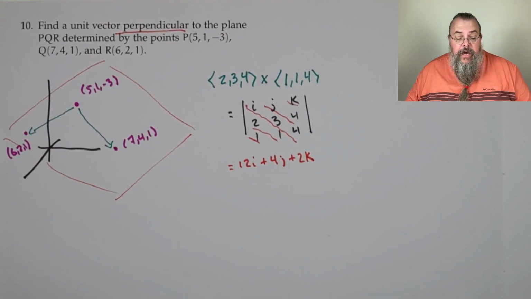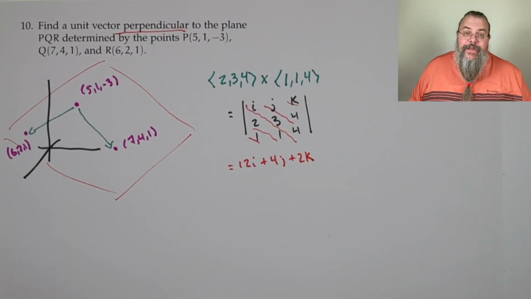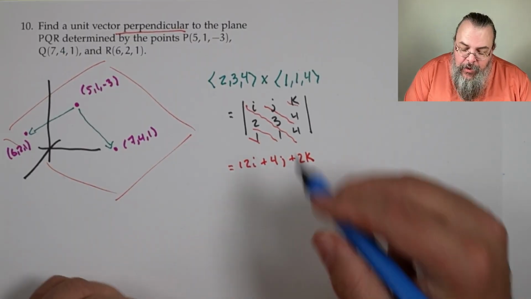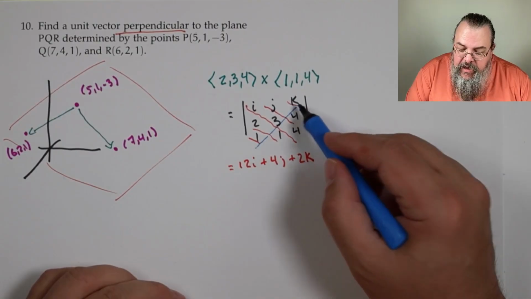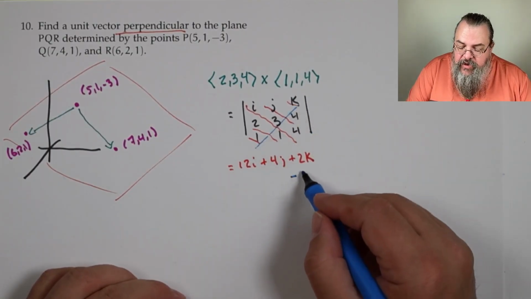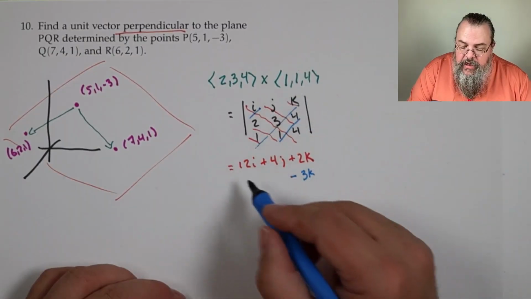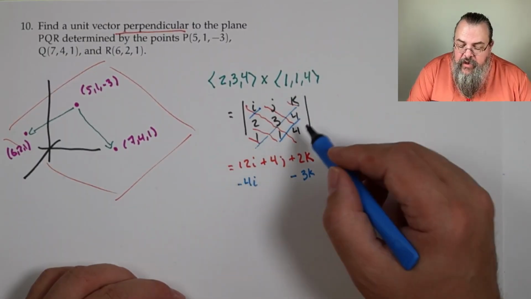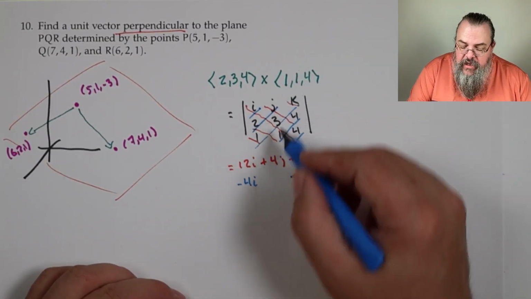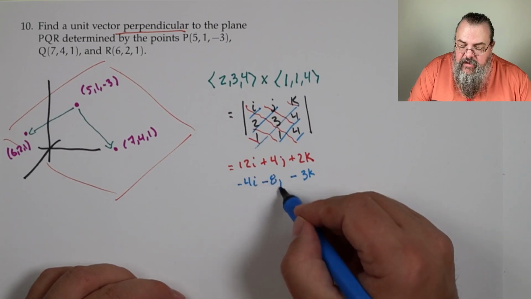All right, now we need to go in the other direction. I like to call it uphill. 1 times 3 times K, that's 3K, but we're going uphill, so we subtract it. 1 times 4 times I, that's 4I, subtract it. 4 times 2 times J, that's 8J, but we subtract it.